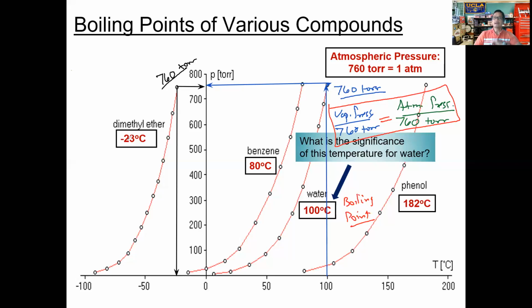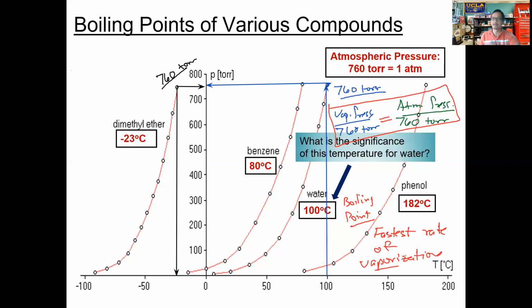Okay, so at the boiling point, the vapor pressure equals the atmospheric pressure. So at this temperature, you get that, but you'll also get the fastest rate of vaporization as well.